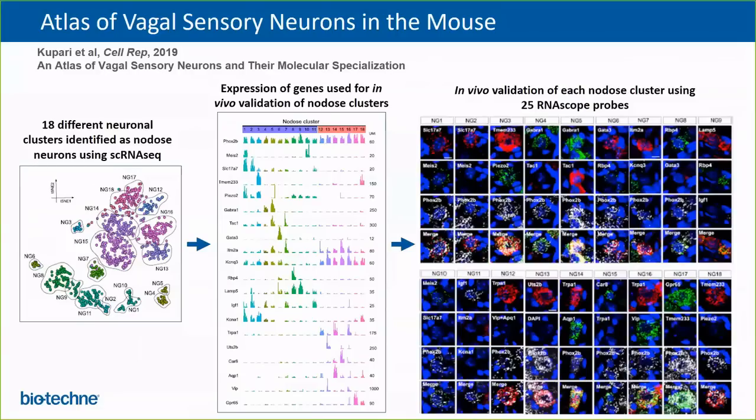Researchers from Patrick Ernfors' lab at the Karolinska Institute presented a comprehensive identification, classification, and validation of the neuron types in the jugular and nodose-derived vagal ganglia. 25 RNAscope probes were used to not only validate neuronal types identified, but also to quantify the relative proportions of these neurons. Here we show some representative data interrogating the nodose vagal neurons.